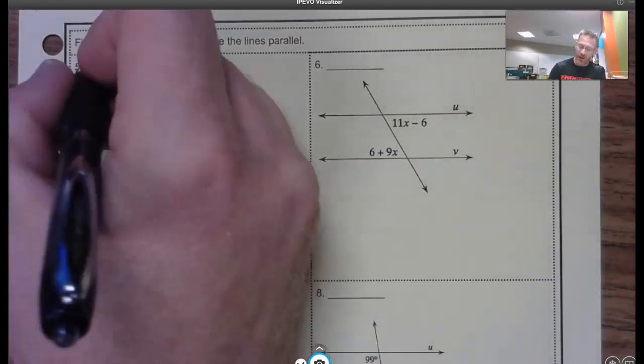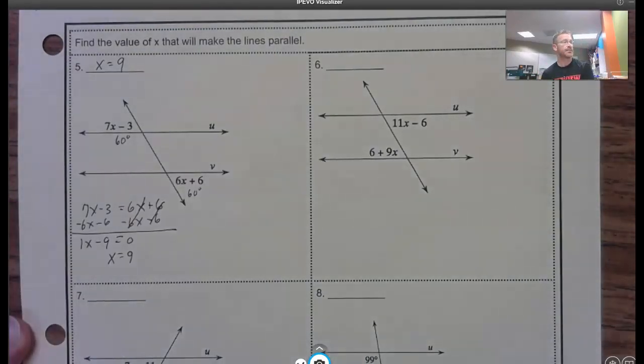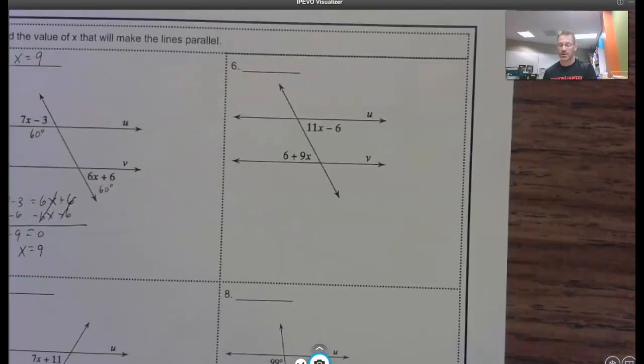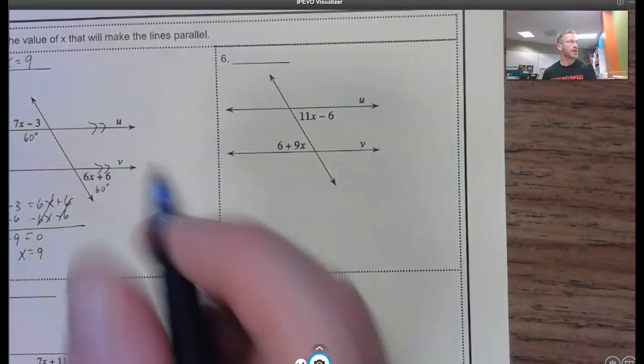All right. So what value of x do we want for number 5? We want x to be 9. All right. So let's move to number 6 here. All right, and now I'll put my parallel lines markings on those two.